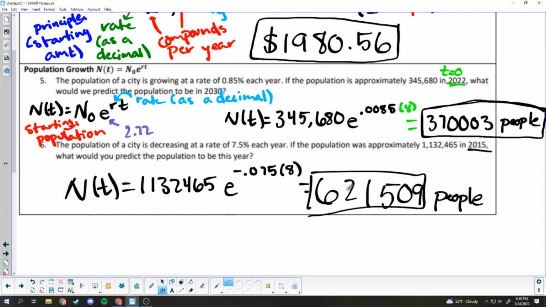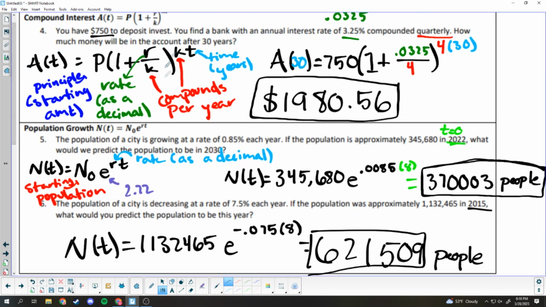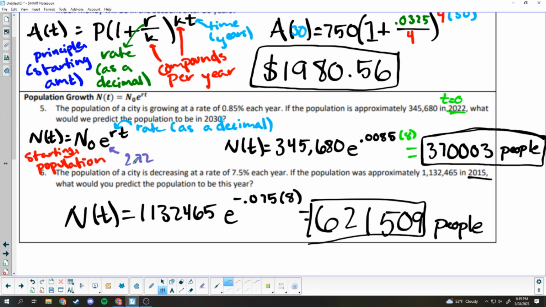Okay, so that's interesting. So when it's decreasing, all you have to do is just make the rate negative, right? It's decreasing. And that's a cool thing about e. There's a whole other formula if you want to do a decreasing rate, like rate of change going down for investing, but for population, you just change the number. So that's kind of cool.